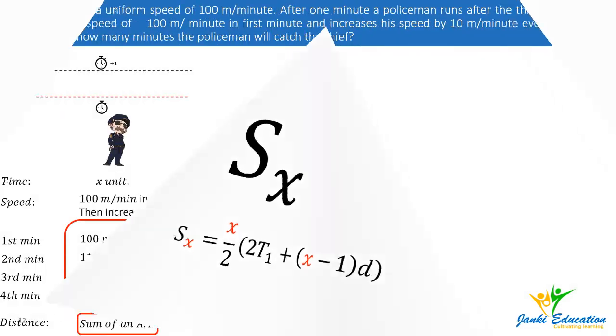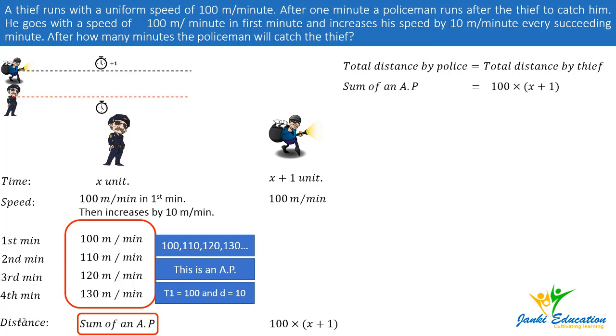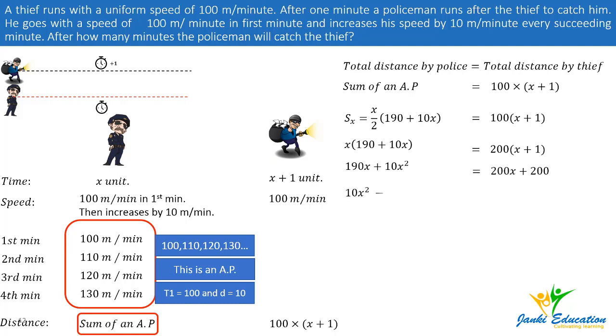So here total distance by police is equal to total distance by thief. What is the total distance by police? It is the sum of an AP, and this is equal to 100 into x plus 1. This value we have already calculated, and if we solve this further, I am not going to recite each and every step to save time, we finally come across this solution: 10x squared minus 10x minus 200 is equal to 0. Now this is our quadratic equation.